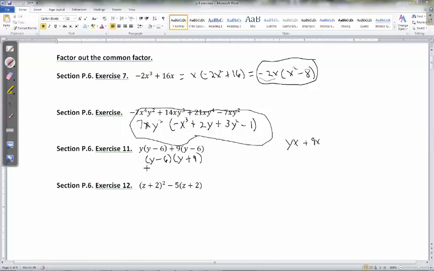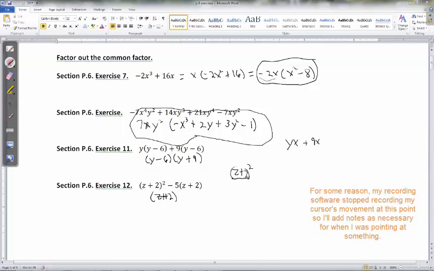12 is along the same lines as 11. It has a slightly different form, but you can still see you have a parentheses common, z plus 2. So if I pull out a z plus 2, if I divide z plus 2 squared by z plus 2, it's just like if I divided x squared by x. I'd subtract the exponents and get x. Same thing here, z plus 2.